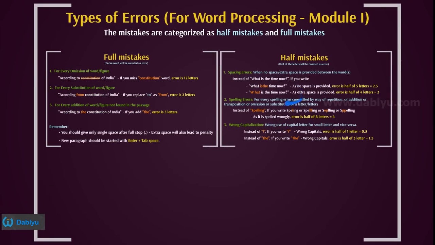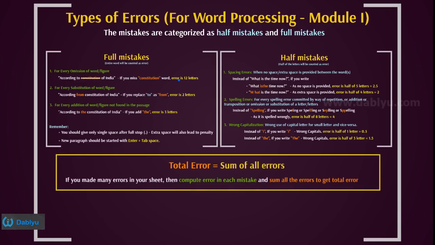So these are the 3 types of half mistakes, and these are the 3 types of full mistakes which we have seen. Now if you compute the error for each mistake in the entire passage and add them all, then you will get the total error. So total error is nothing but the sum of all the errors in the entire passage which you have typed. This is the formula for total error, and we'll use this to compute percentage error, right? One more important thing: only the full mistakes and half mistakes given here will be treated as errors by SSC. Apart from this, SSC won't penalize you on any other mistake unless it specifically mentions it in the instructions, either in the exam or in the notification.